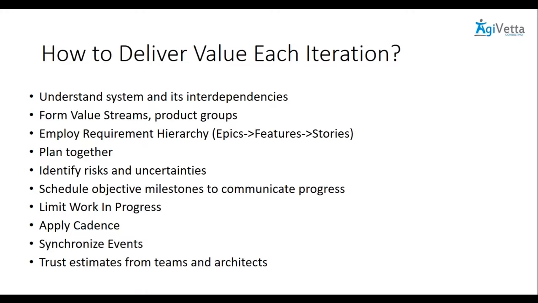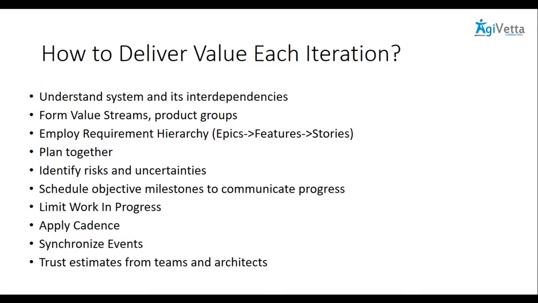So what should product owners do? They need to understand what are the dependencies. Can they form product groups? How they can organize product groups? And employ a requirement hierarchy. In requirement hierarchy, most of the organizations, they have features, stories. Some of the organizations have epics and stories. Ideally, it would be good to have large requirements as epics, smaller requirements as features, and much smaller requirements as stories.